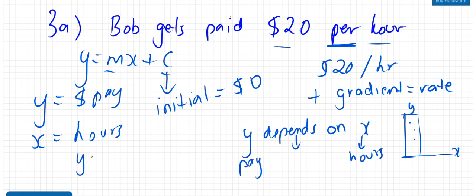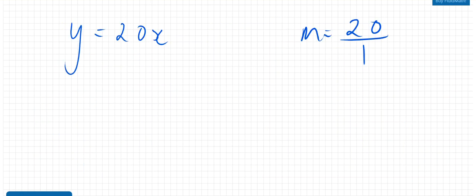So y is equal to, so y is my pay. So pay is equal to $20 per hour. So 20x. And then, of course, my y-intercept is just 0. You can write plus 0, but it doesn't need to be there. So there is my equation. y equals 20x.